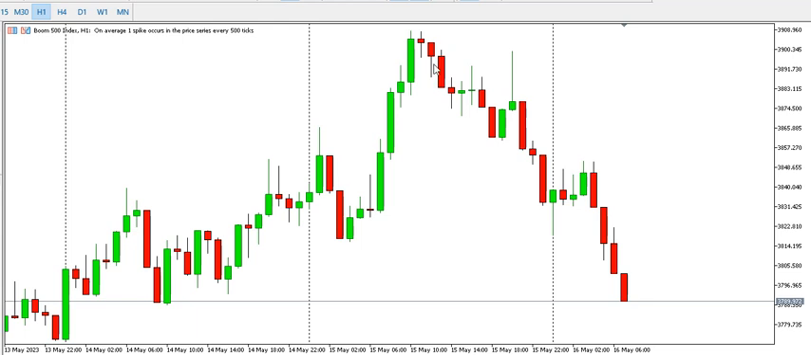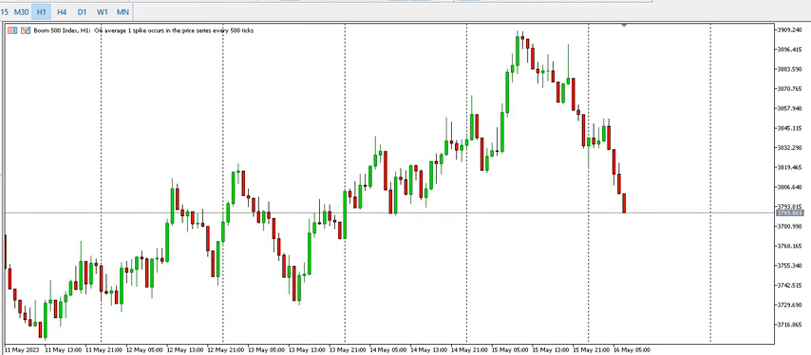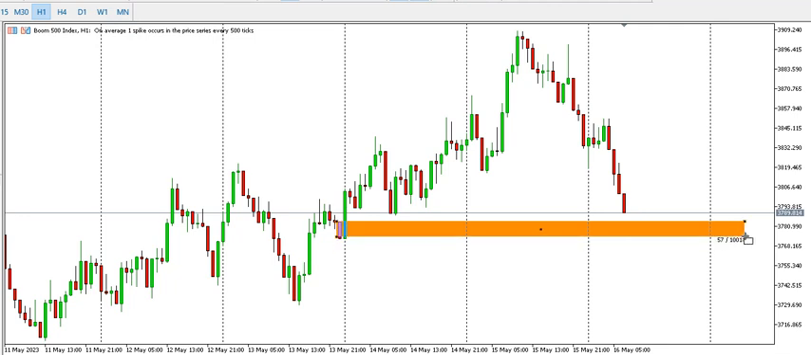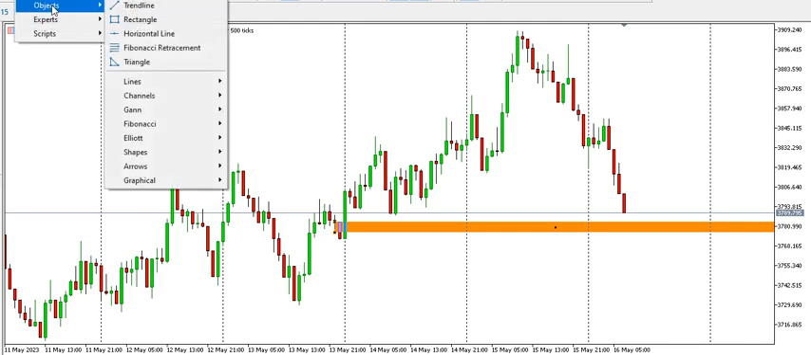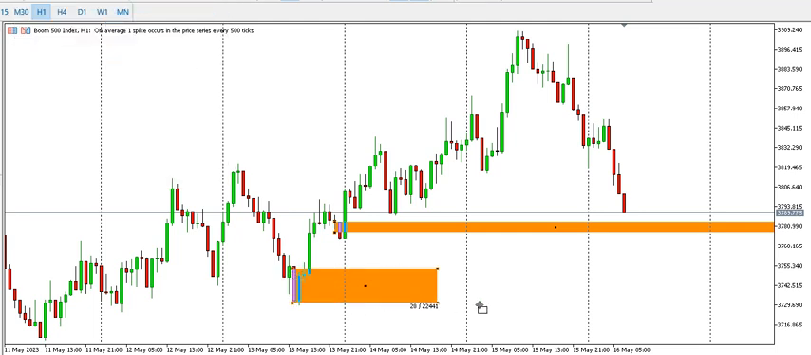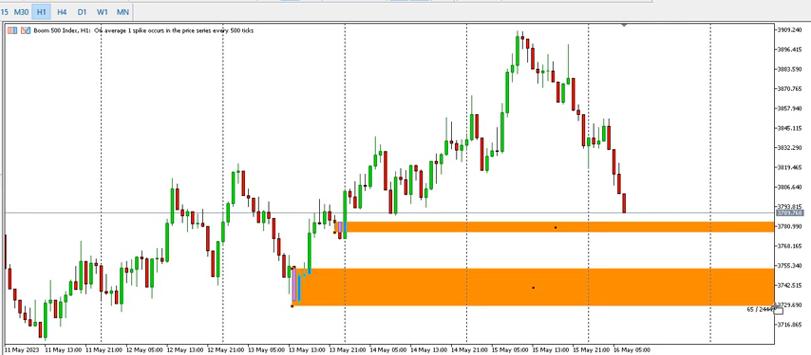Boom 500 Index is currently selling on the 1-hour time frame. So look for selling opportunities. If you can trade against spike, you can jump in on the sell and possibly sell to the next support, which is our next order block. We have this other block around here, you can sell to that point, and we have another order block around here. You can sell to this point. But for now, Boom 500 Index on the 1-hour time frame is selling.